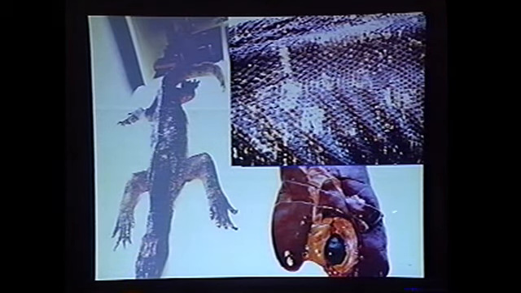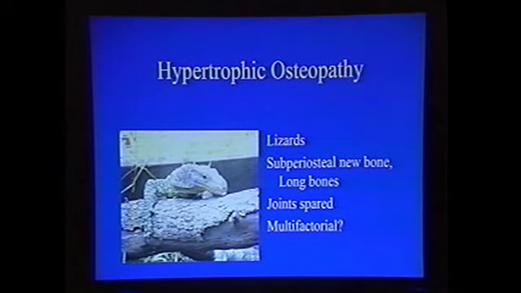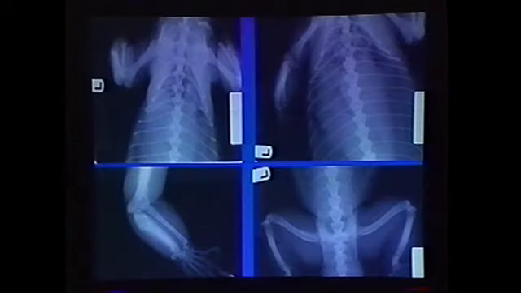This is dysectasis in a crocodile lizard. Note the areas of retained shed associated with emaciation and a colilith in the liver. Hypertrophic osteopathy is a disease of undetermined etiology and parallels the same disease seen in mammals, but it's common in lizards, particularly in the long bones, and associated with subperiosteal new bone formation. The joints are spared, and the etiology is undetermined.